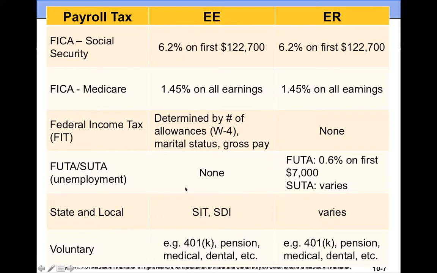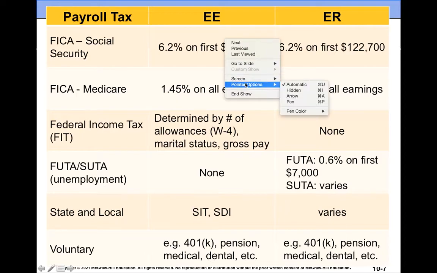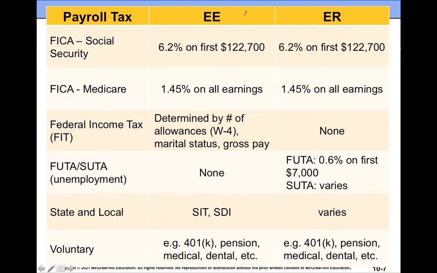This is what you will see on your paycheck as far as deductions go. The middle column is what employees pay, and we cover it in chapter 10. The third column is what employers pay, and we will cover it in chapter 11. So this will be covered mostly in chapter 11. Don't memorize this, but look at them.